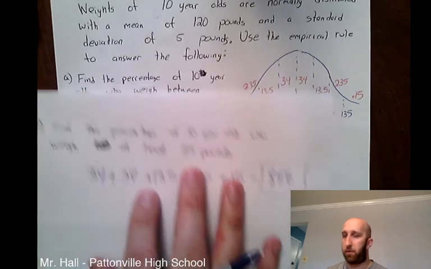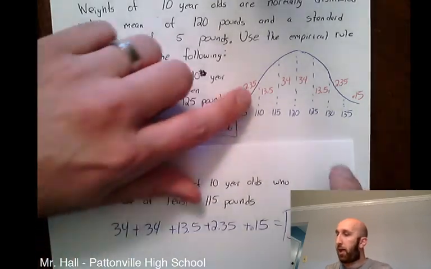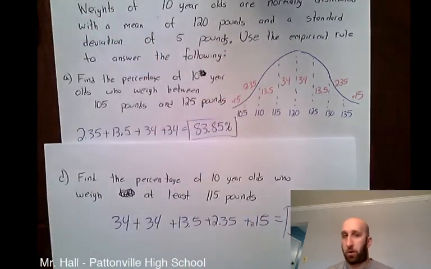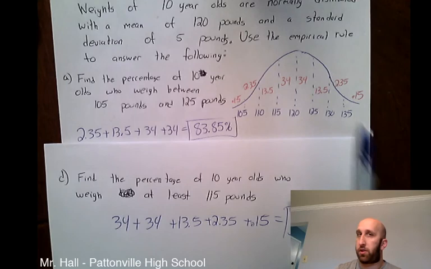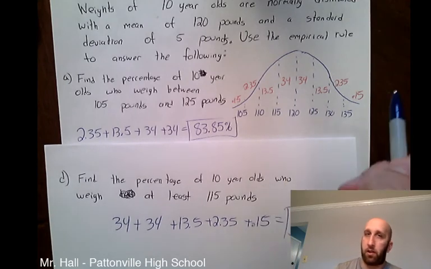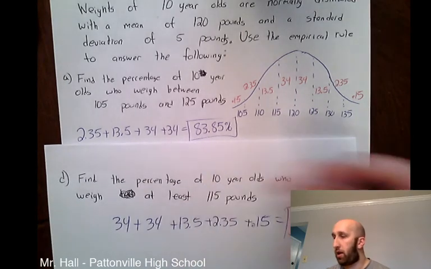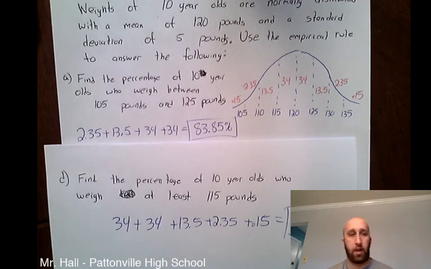If that's a little bit too confusing, then just don't touch it. Just add up all the numbers that apply to whatever the question is asking for. So start with a normal curve, label all your means and standard deviations, and then plug in your percentages. And that was my video on using the empirical rule.